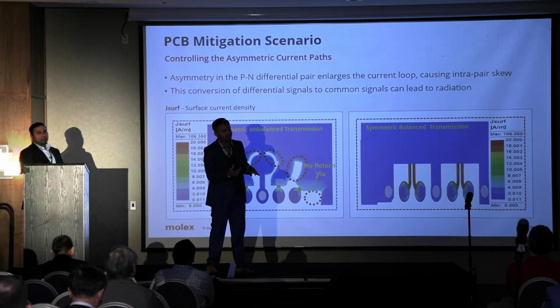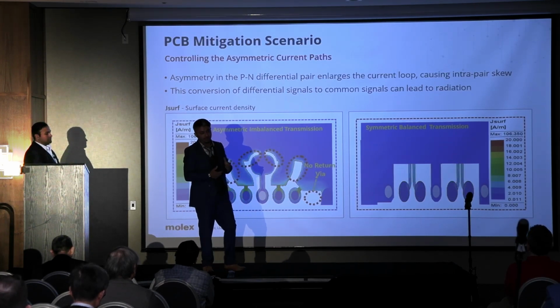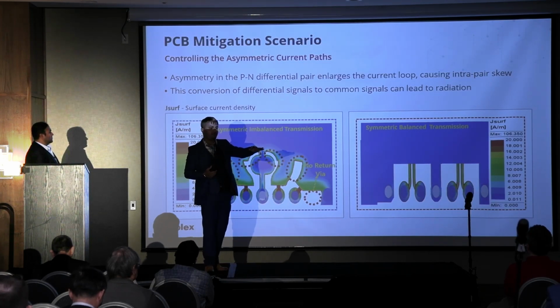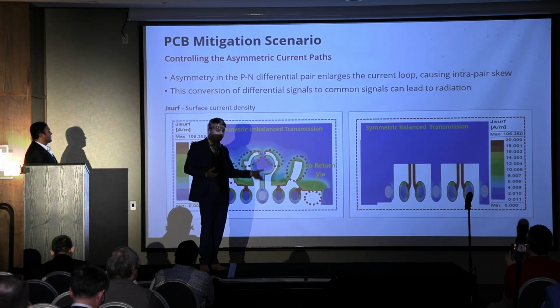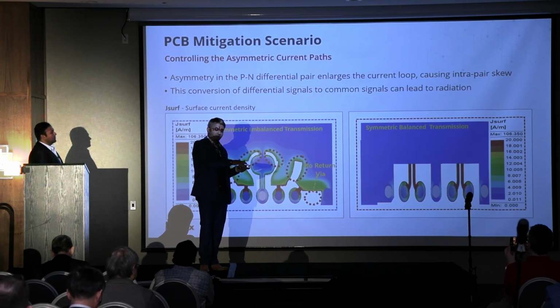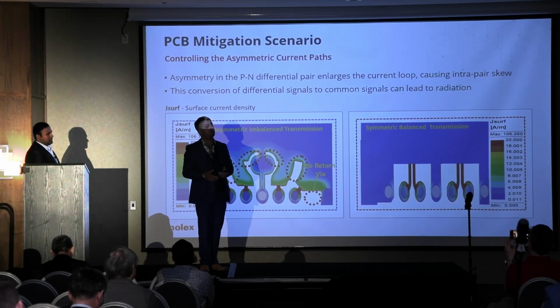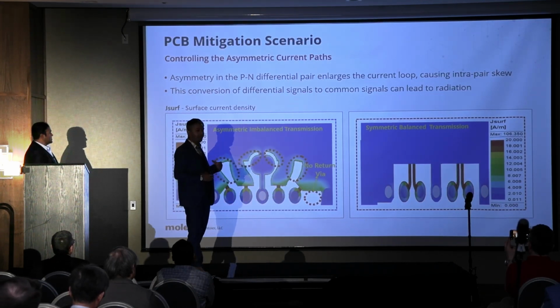If any change happens in length or in magnitude, mode conversion will be there. I can have one line, the P line, having a huge discontinuity. I can have a via stub, a huge impedance discontinuity. If I have the same impedance discontinuity on the other line, like a via stub, mode conversion will be less. It's all about symmetry, nothing else. And we have to maintain the symmetry, right?